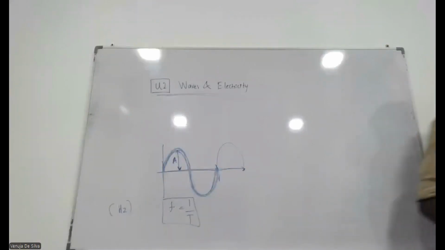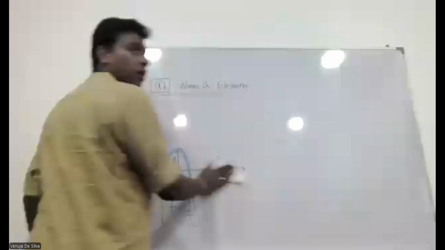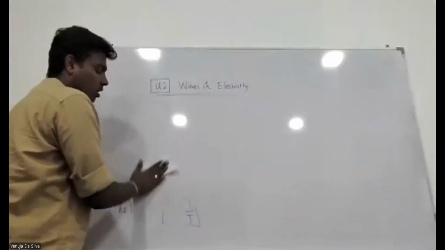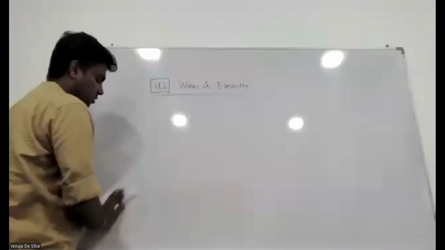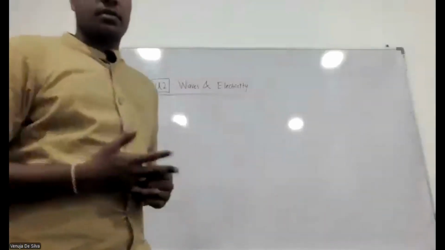Now, the last and final quantity. What have you talked about so far? Amplitude, wavelength, time period or period, and frequency.